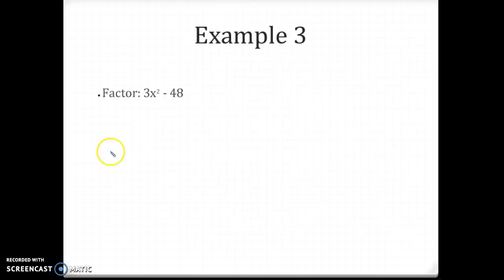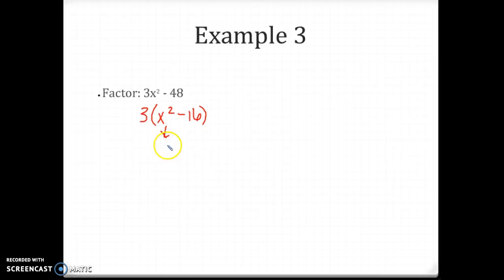For this example, I have 3x squared minus 48. So I've definitely got my subtraction, but 3 and 48 are not perfect squares. However, there is a GCF between these two terms. You always look for your GCF first. So if I take out a 3, that's going to leave me with x squared minus 16. Now I have a difference of squares. This 3 is still going to be part of my answer. It's still a factor of 3x squared minus 48. It just doesn't go into my pattern.